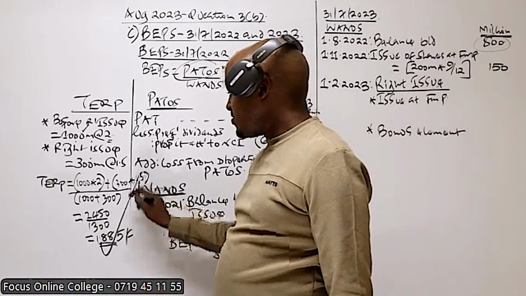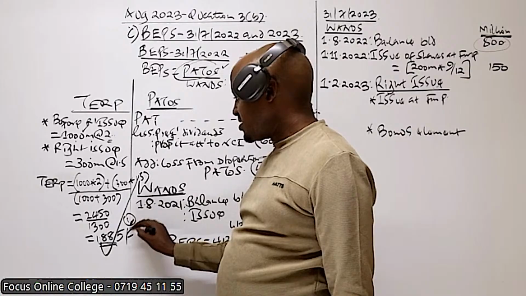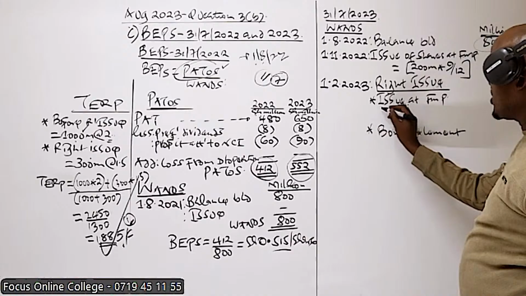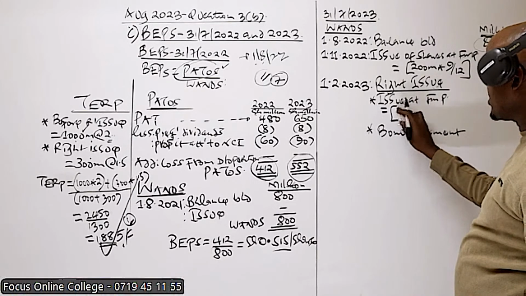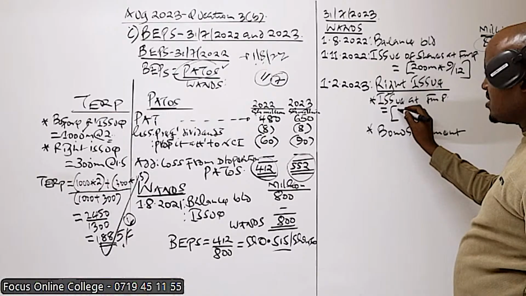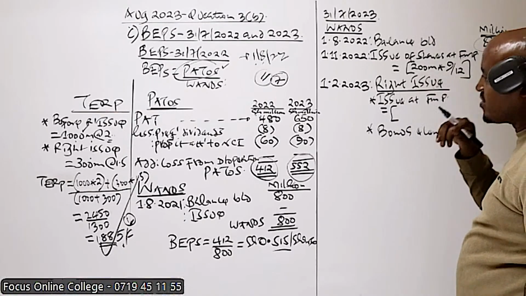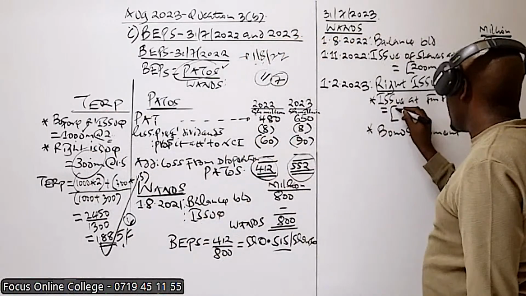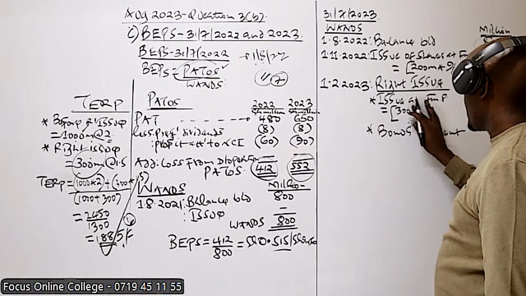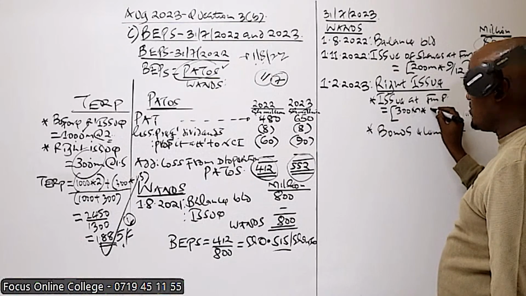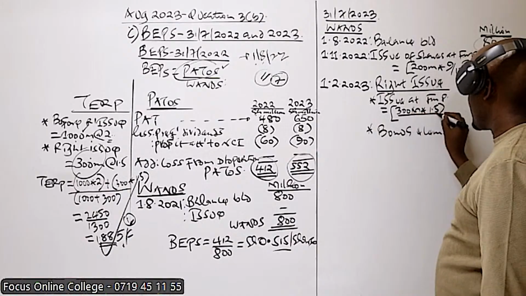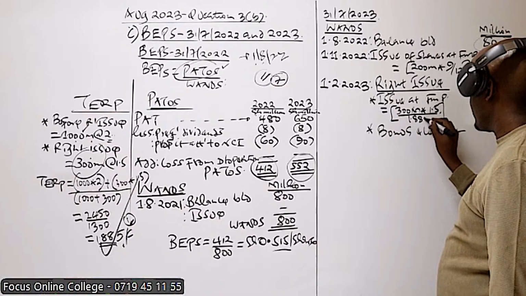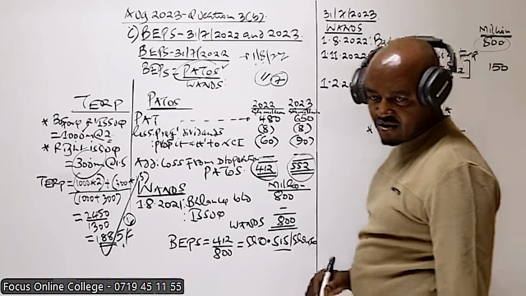Always in these questions, for the theoretical ex-rights price, there is a mark for that. So having that, we come back here. We split these shares. Remember the formula. To compute the shares issued at full market price, compute how much amount was received by the company from the rights issue. The amount received will be equal to the shares issued during the rights issue, 300 million times the issue price, which is 1.5, divided by the theoretical ex-rights price, which we have computed there, 1.885, and then these shares must be weighted on a time basis.